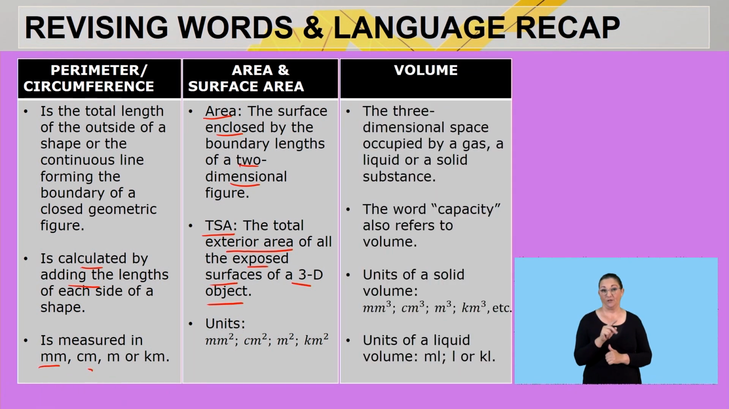We've indicated that volume is the three-dimensional space occupied by either a gas, a liquid, or a solid substance. Then also important to note is the word capacity refers to volume as well. Units for solid volume: cubic millimeters, cubic centimeters, cubic kilometers, etc. And then units of liquid volume are milliliters, liters, kiloliters. Okay, so those are the important words, terminology that we've used in today's lesson.